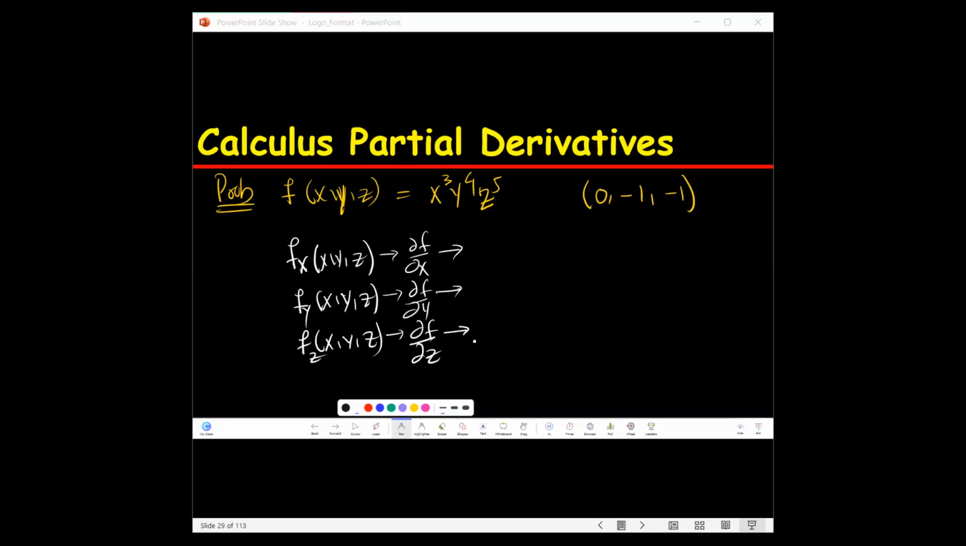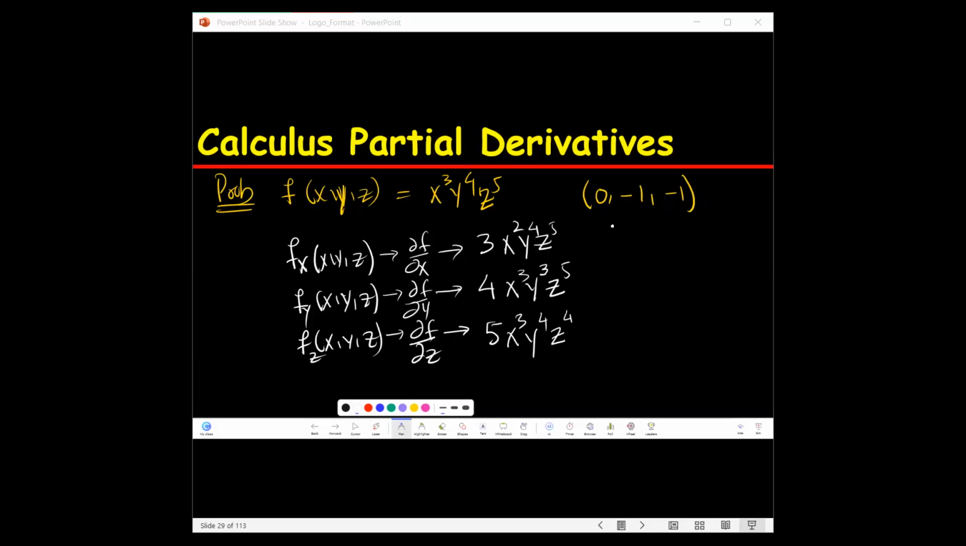If I take the partial derivative of this, it is going to be equal to 3x squared y to the 4th z to the 5th. Y and z are constants, they come as is. With respect to y, it's going to be 4x cubed y cubed z to the 5th. The last one, with respect to z, is going to be 5x cubed y to the 4th z to the 4th.